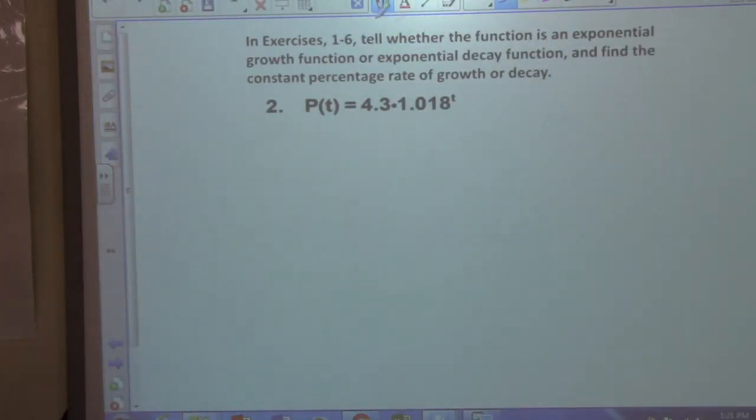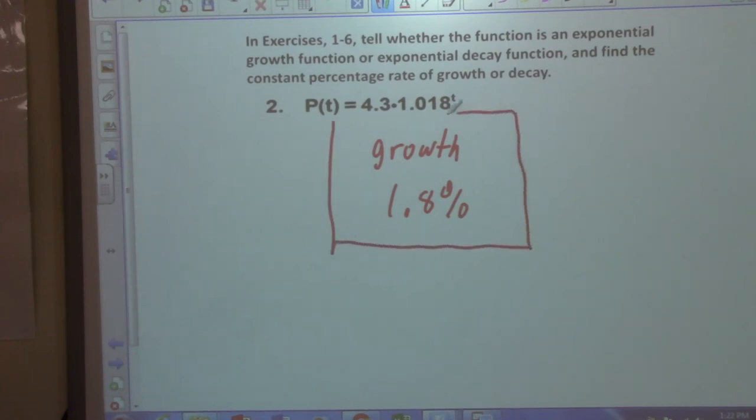All right, so what do you got, Adam? It is a growth. And then the percentage rate of growth or decay? 1.8%. Everybody see that? You take 0.018, multiply by 100, and that'll be it. So I just want to leave it there today, and tomorrow we're going to work on more of those.